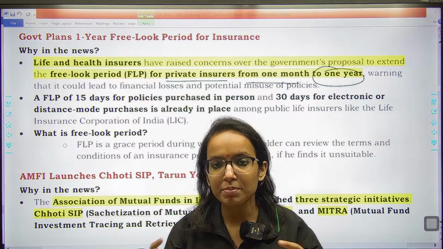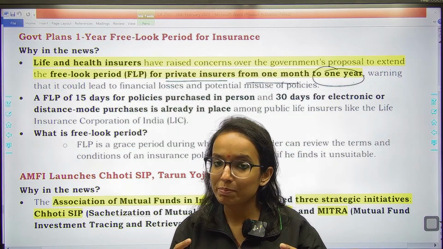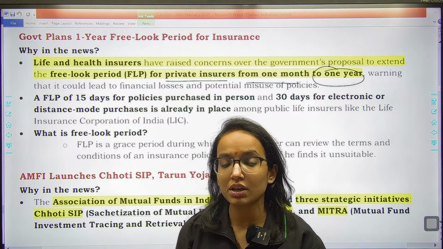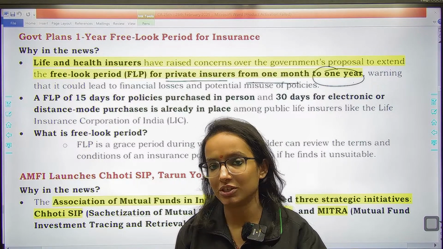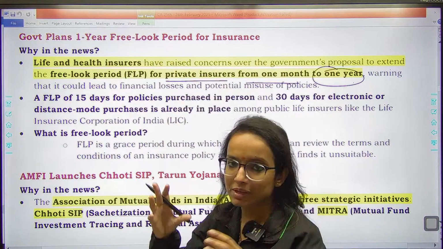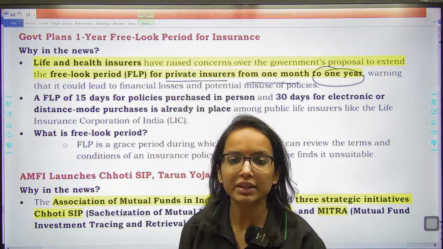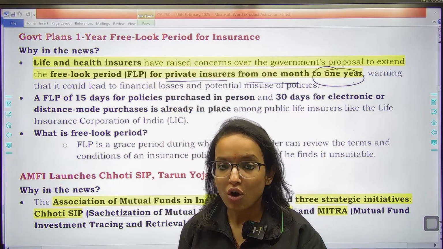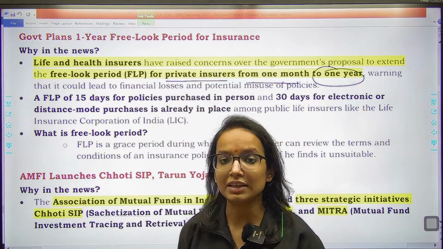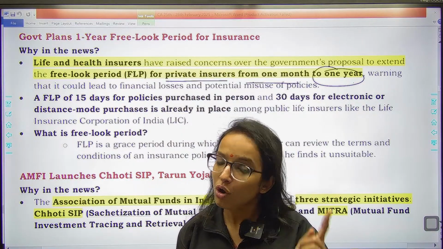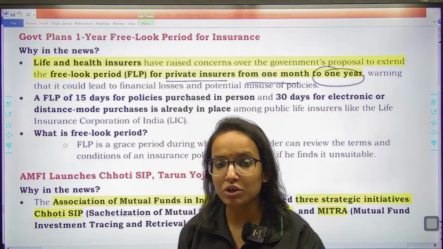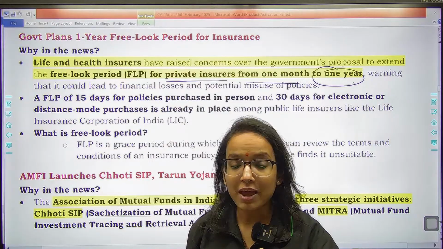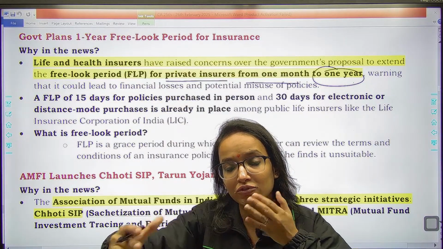It is a time period provided to the person who has bought the insurance. आपने खरीद ली policy, right? You have bought the insurance policy. Now what happens is, after you have purchased it, you are provided, say, 1 month of time to look into it in detail. If you find it is not useful or it is not serving your purpose, you can cancel it. This is the free look period. Whatever you have spent, including your premium if you have paid, would be returned back. अब यहाँ पर they are saying कि 1 month की जगह 1 year would be provided.